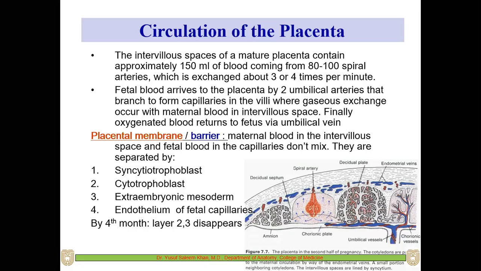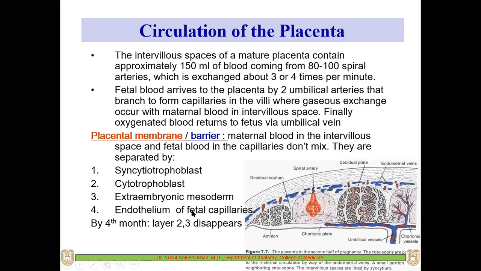Now, this will be the exchange of gases taking place here. As we have already talked about the placental barrier or membrane, the maternal blood in the intervillous space and the fetal blood in the capillary don't mix, as I said. There is a barrier between the maternal blood and the fetal blood. They are separated by these four layers, called the placental barrier, which we already discussed. Starting from outside to inside: syncytiotrophoblast, cytotrophoblast, extraembryonic mesoderm, and the endothelium of the fetal capillaries. So there will be four layers.